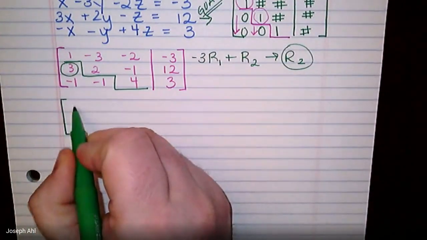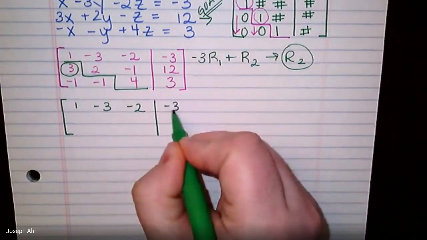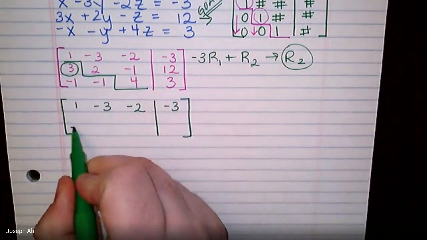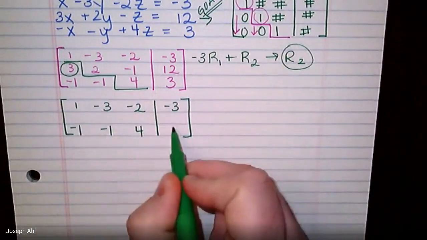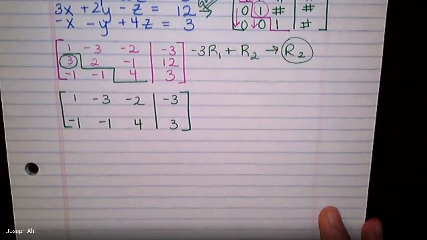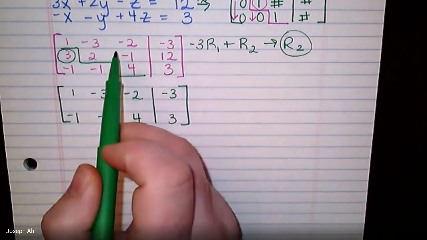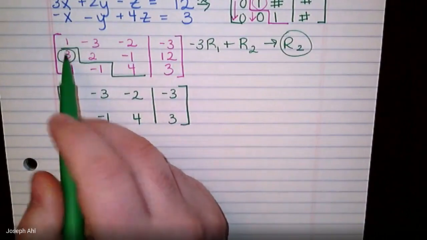So row 1 is not changing in this process. You can recopy that. Row 3 will not change. If you want to recopy that at this point, go for it. And let's see what the new row 2 is. So we're going to do -3 times that top row and then add it to the second row.